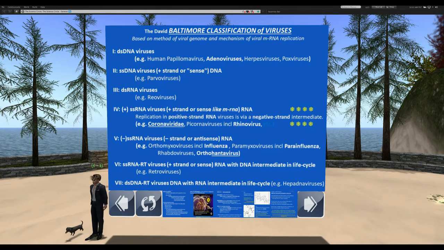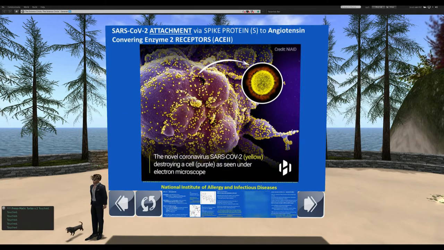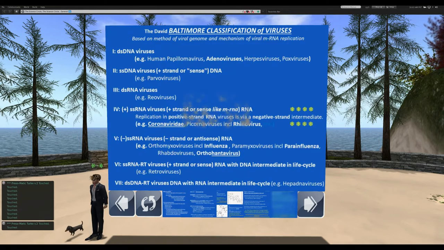So I think if you want to blame someone for the emergence of this virus, blame humans for living in this world, because that's where this virus came from, and there's more.